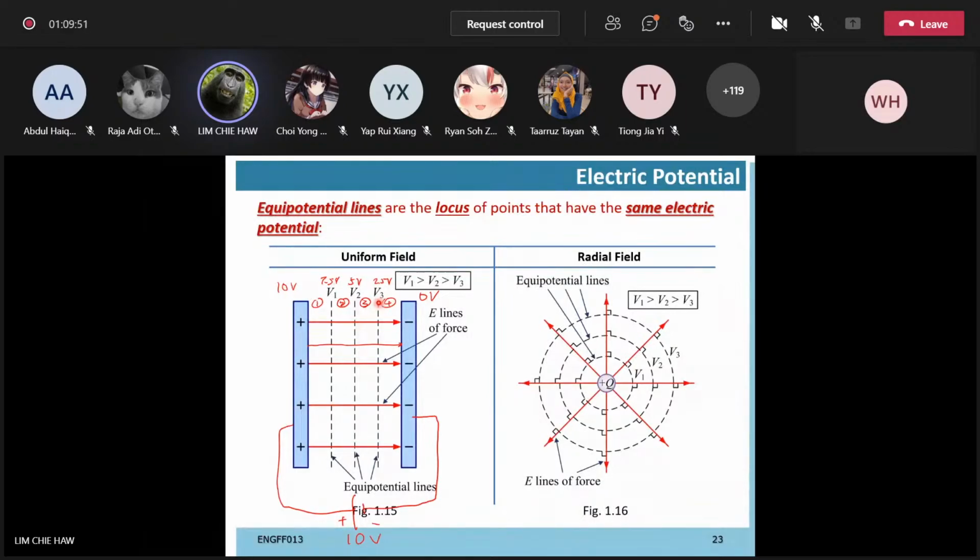The same thing applies to the other ones. Let's say at V3, 2.5 volts. No matter where you measure along this dotted line of 2.5 volts, you will get 2.5 volts only. You won't get another value. Therefore, the dotted line here is considered the equipotential line for V3. So this is for the uniform field.